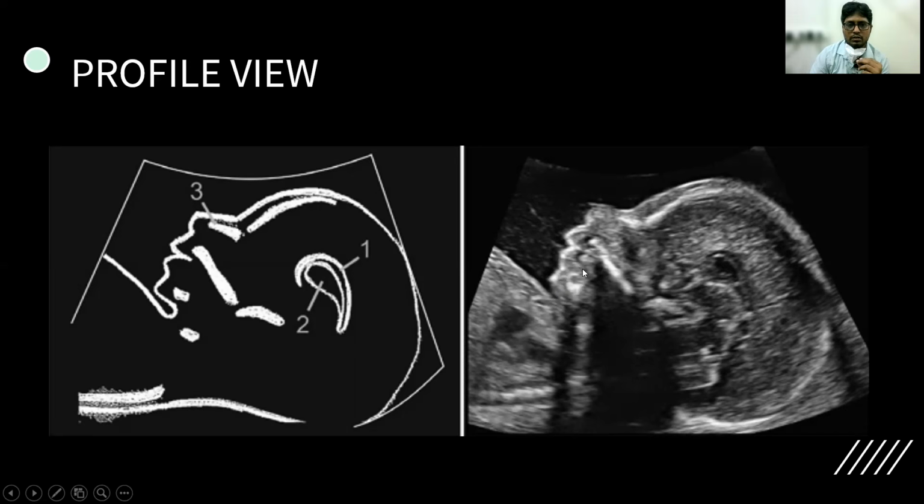Also, you can see a structure here. This is nothing but the tongue. We can also rule out any tongue abnormalities like macroglossia and other things. This is a very important view. It should be there in your image list.